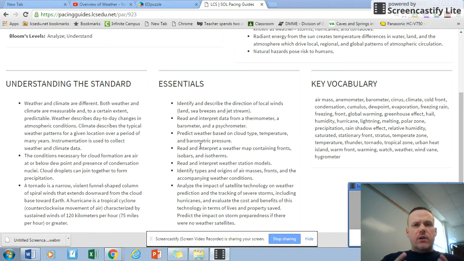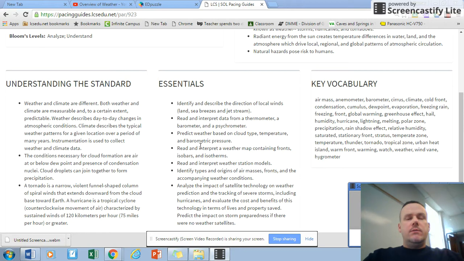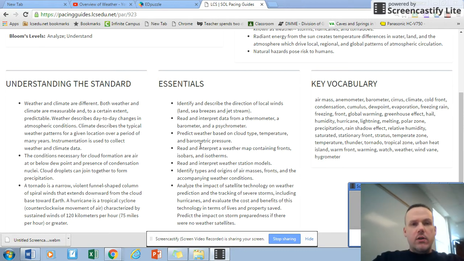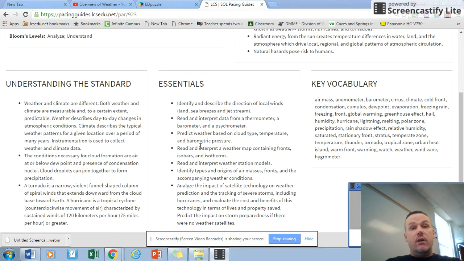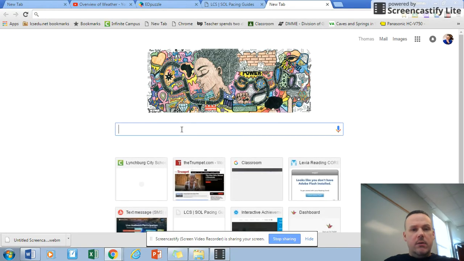Cumulonimbus clouds are your bad guys. Those are the clouds that bring all severe weather. They're associated with strong severe thunderstorms. Also, hurricanes, tornadoes, anything that's dealing with severe weather is cumulonimbus clouds. And I'll go ahead and pull a picture of them up real quick so you can see them.